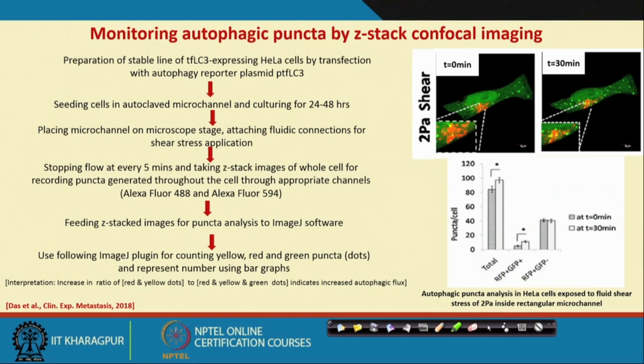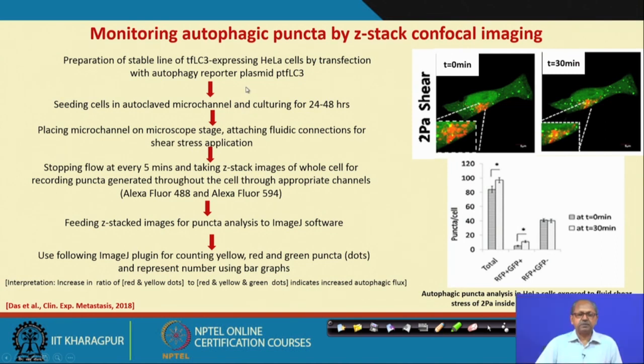So, to calculate the number of punctas we have to do optical sectioning of the cells, meaning a Z stack, so we have to use high resolution confocal laser scanning microscopy. We are using this system to understand the autophagy event with respect to fluid shear. And this type of phenomenon is very much important for cells which are moving through the blood circulation system.